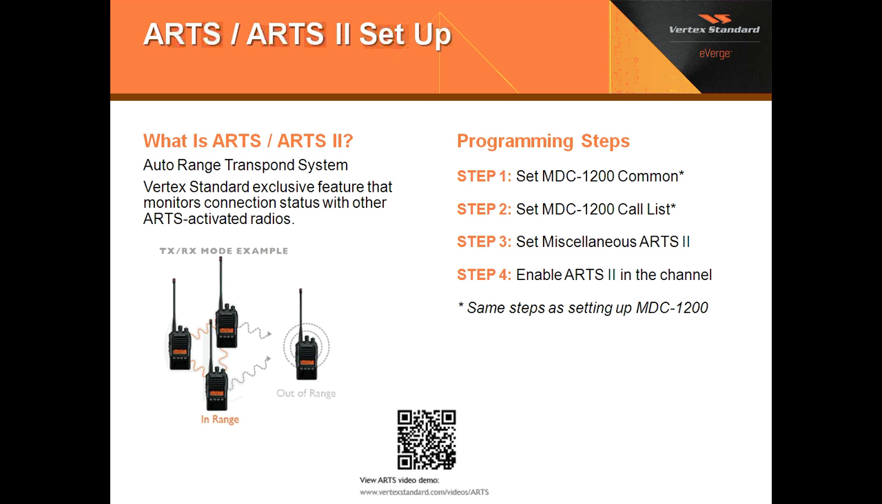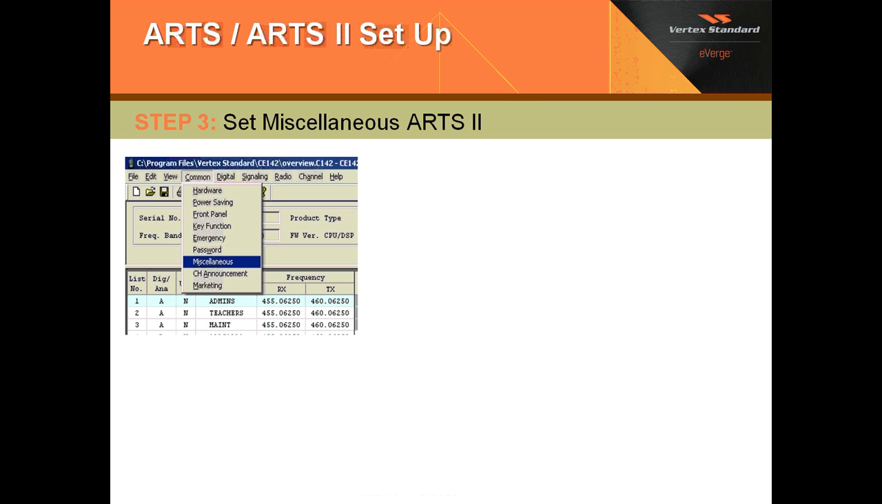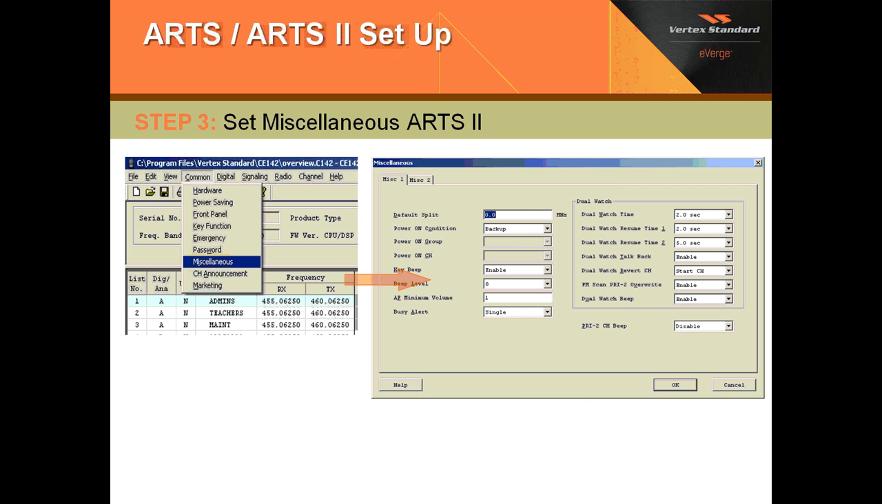and then you'd set up ARTS2 in the actual RF list for the channel. Since we've already gone through and programmed MDC common and call list, there's no point in going back over that again. It's fairly simple. So we're going to skip right to step 3, and we'll set the miscellaneous for ARTS2. You can do that by clicking on Common, then selecting Miscellaneous, and this window here will pop up.